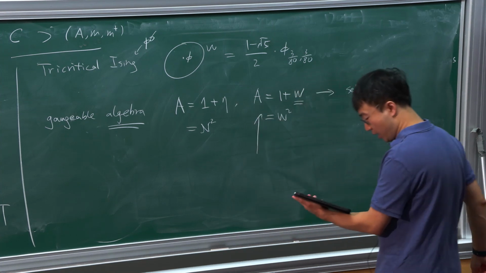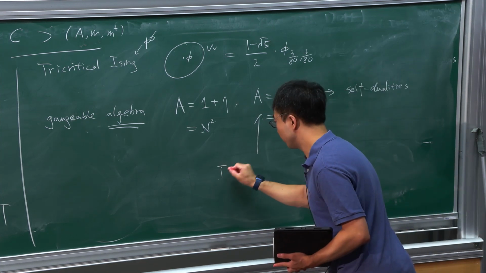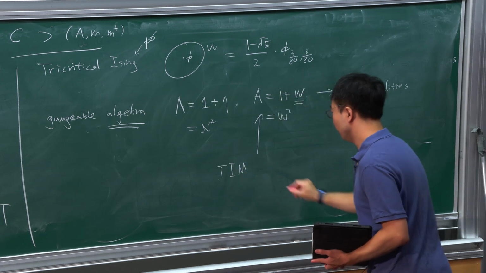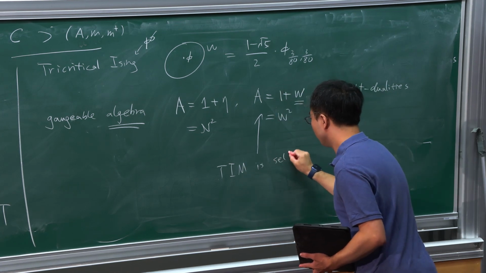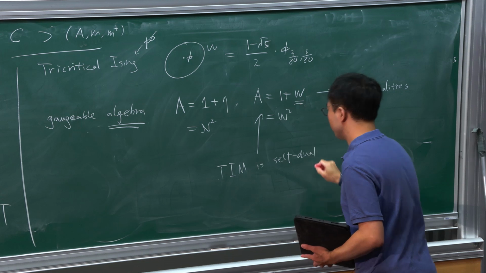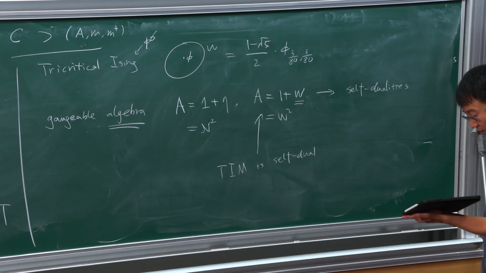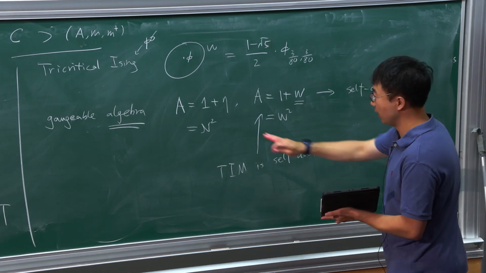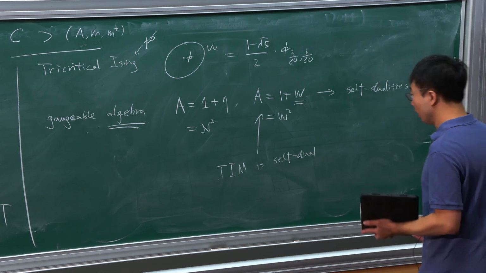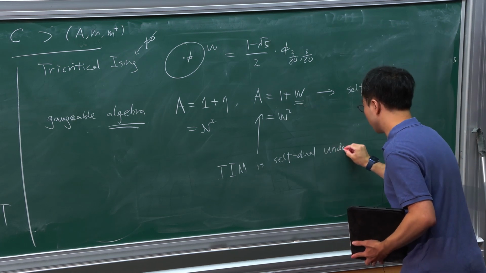But the upshot here is that the tricritical Ising CFT is self-dual, not just under the conventional Z2 gauging, but also under gauging the Fibonacci symmetry.